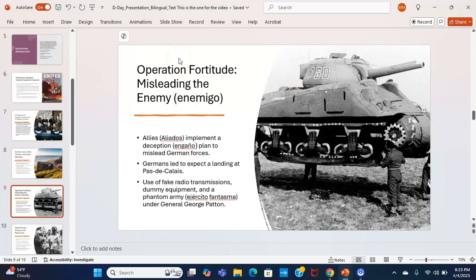Operation Fortitude, misleading the enemy, or enemigo. To confuse the enemy, the Allies launched Operation Fortitude, a massive deception effort involving fake equipment, false radio signals, and a phantom army led by General George Patton. Vocabulary supported bilingually includes phantom army and deception or engaño.